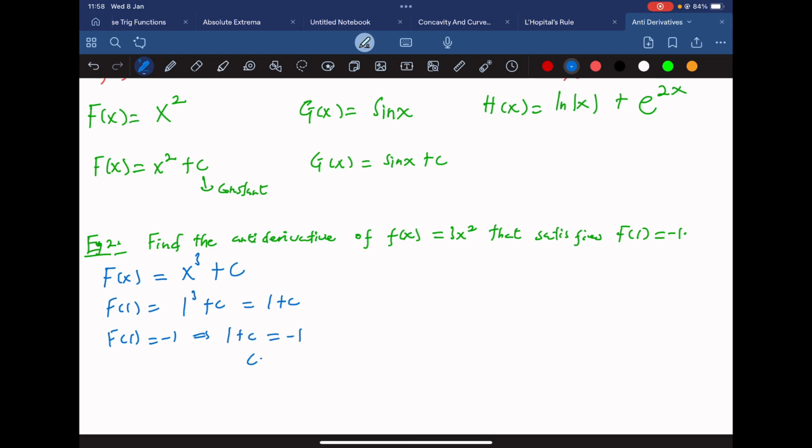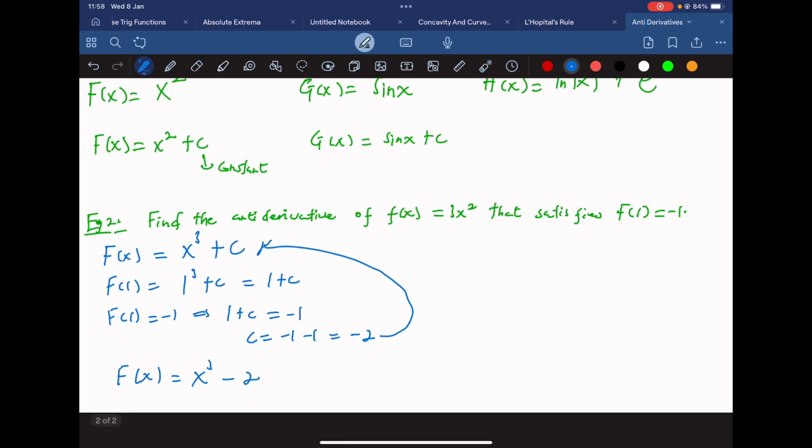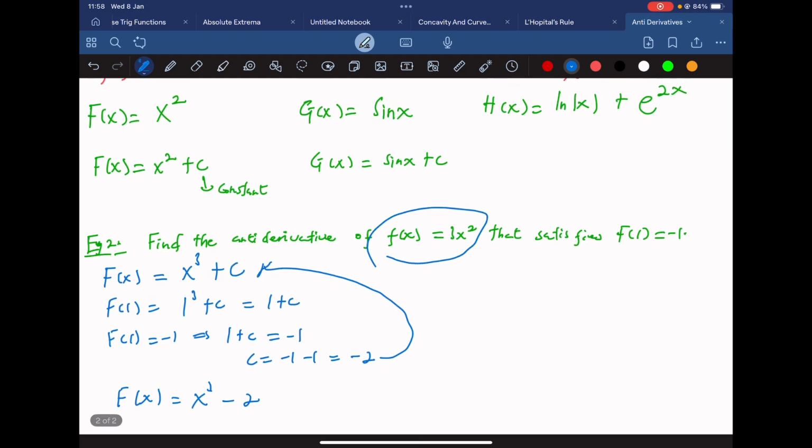So to find c is just minus 1, which is equal to minus 2. So we can substitute it back into this. So we have f of x to be equal to x cubed minus 2. So the antiderivative of this function right here that we want is x cubed minus 2 based on this condition.